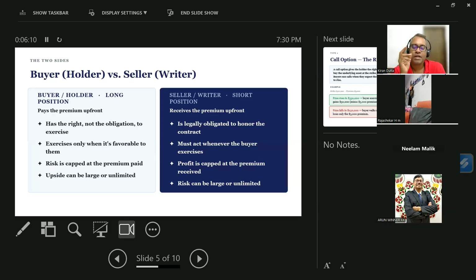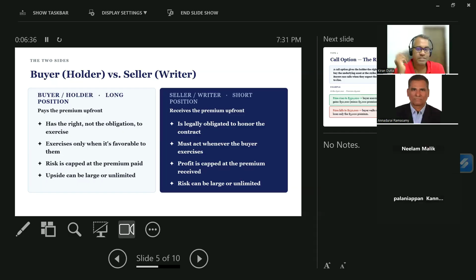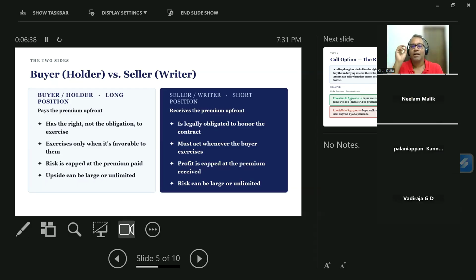Now, how does the execution happen there? Tell me, if the 1 crore property has become 1.4 crore, who benefits in that instance primarily? Buyer, sir. Option buyer is going to get benefited. What is the profit the seller is making in that instance? 1 lakh. That's it. Premium. Everyone clear, right? Whether the price has gone to 1.4, 1.5, 1.6, the seller is going to make only 1 lakh, which is the premium that the buyer has paid, nothing else.